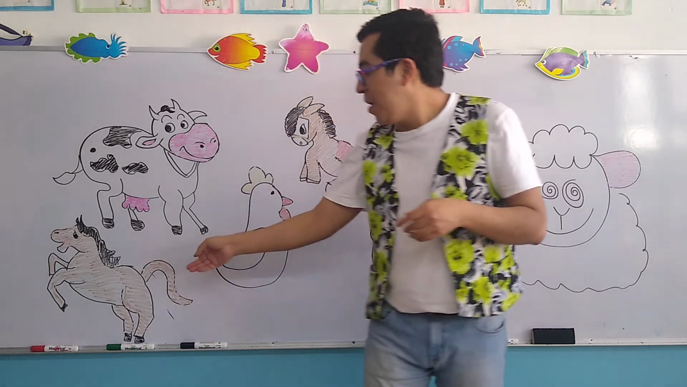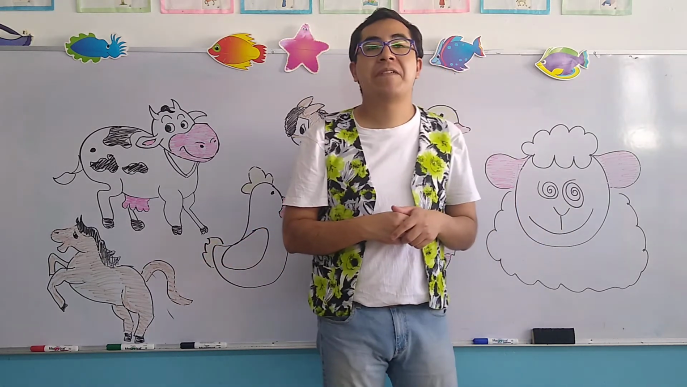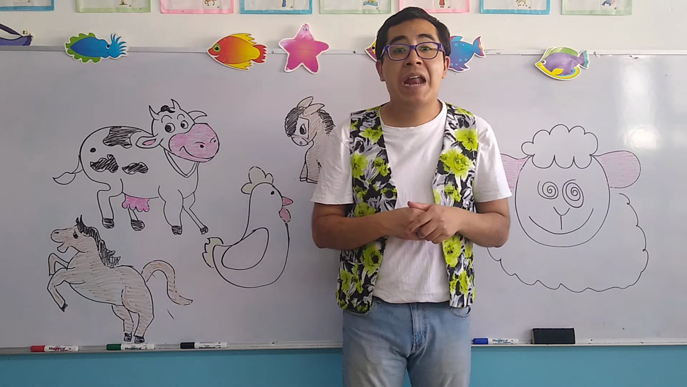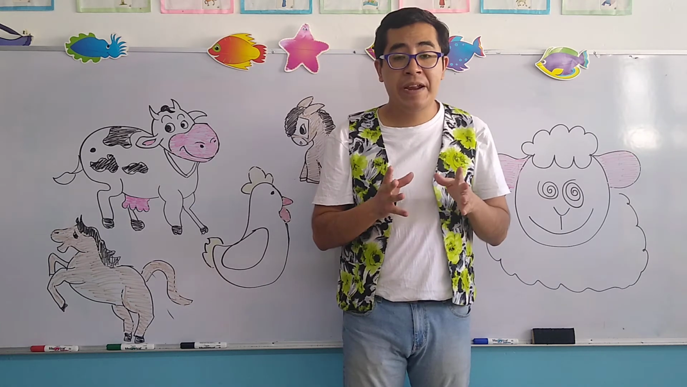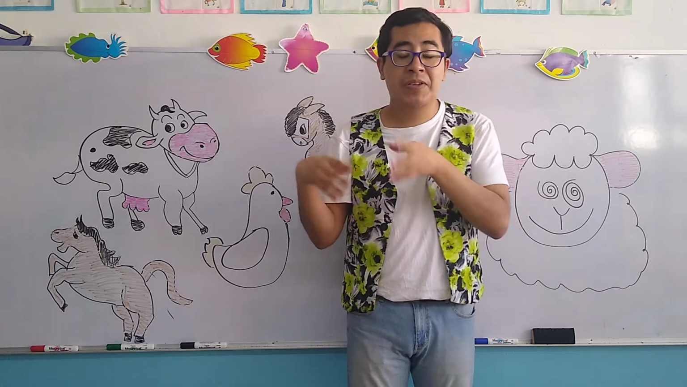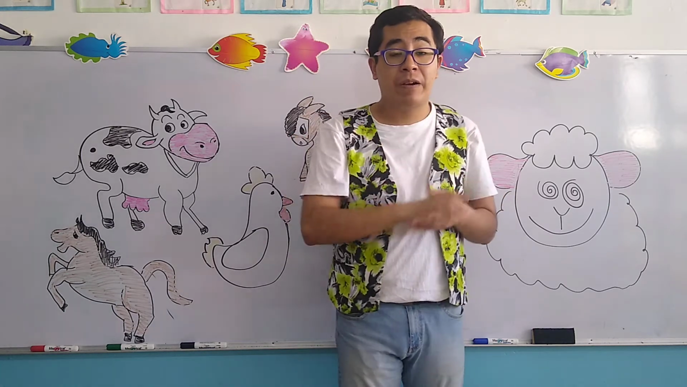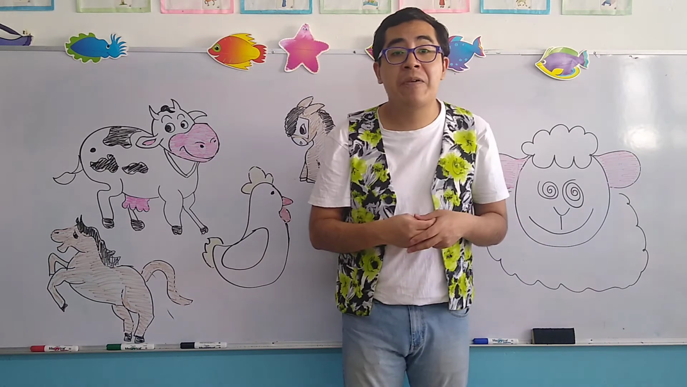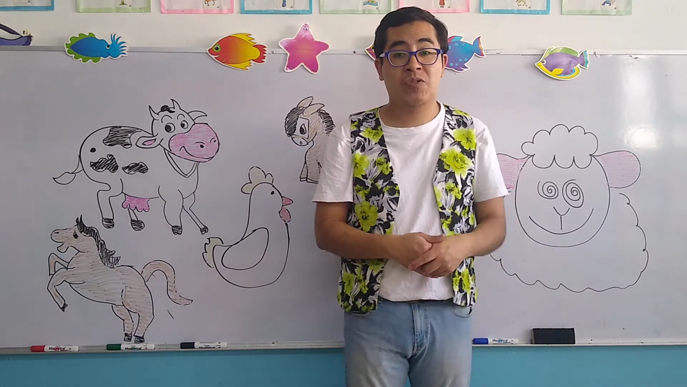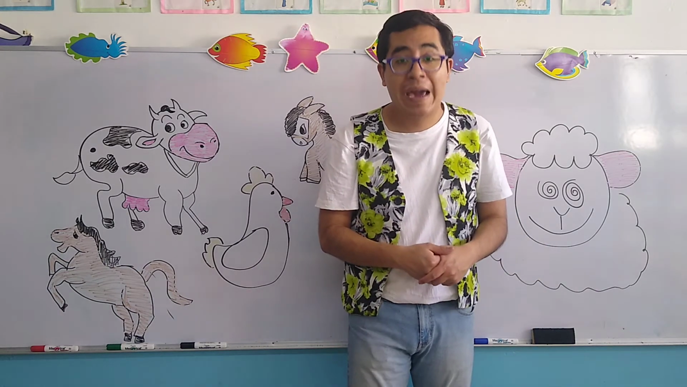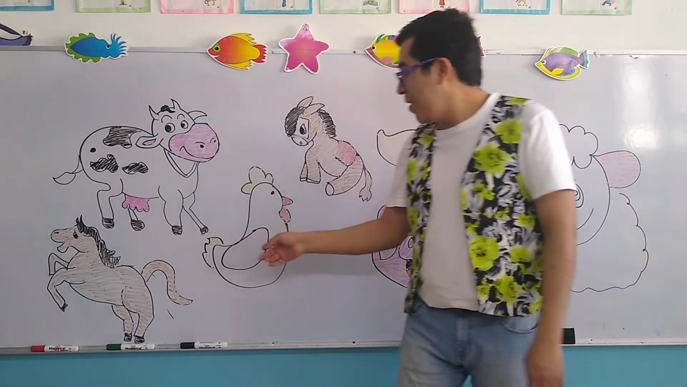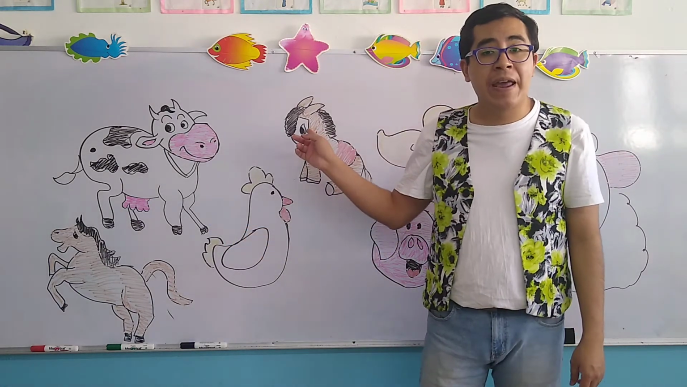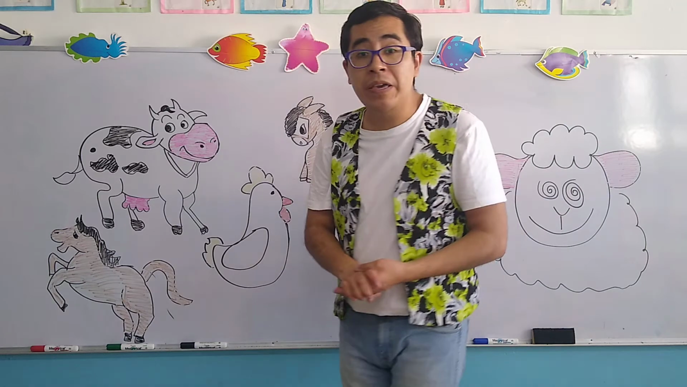Let's continue. Next to we have the hen. Now the hen it's an animal once again of the farm, and one of the characteristics of the hen is that it lays down eggs. Pone huevos, okay? Lays down eggs. Okay? Very good. Now on top of the hen we have the donkey.